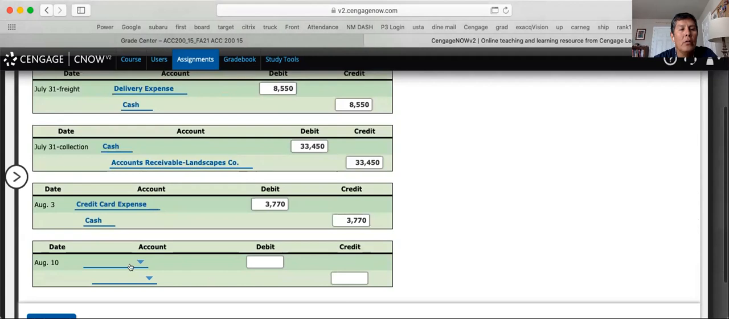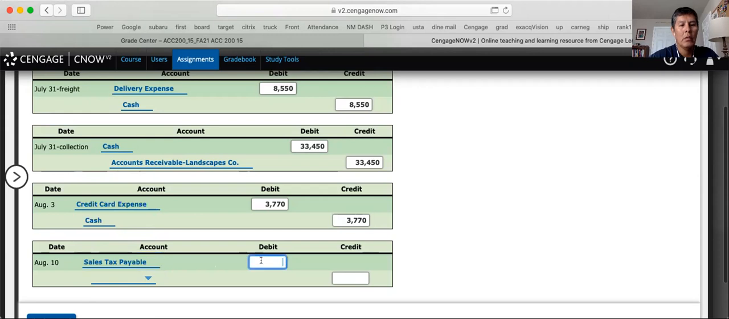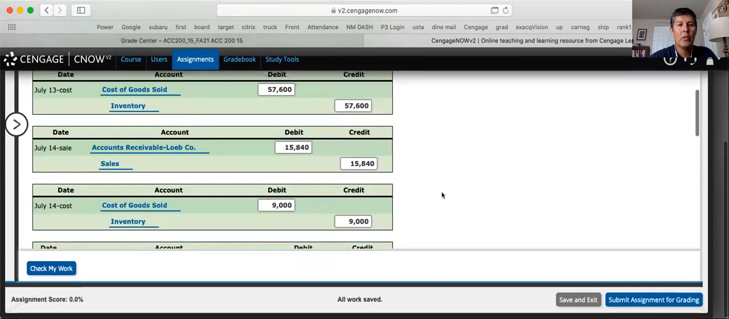All right, so there we go. I went through and added them up. $41,260. So we're going to pull this out of our sales tax payable, and we're paying cash on this. Remember, we've accumulated this, 41,260.